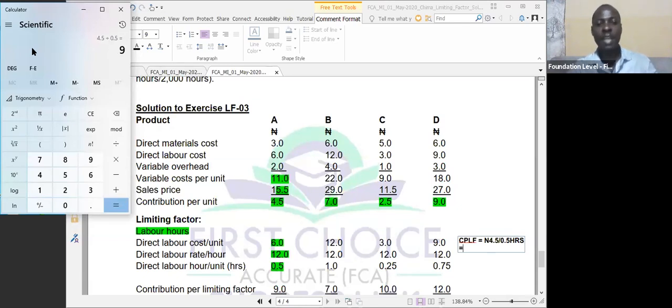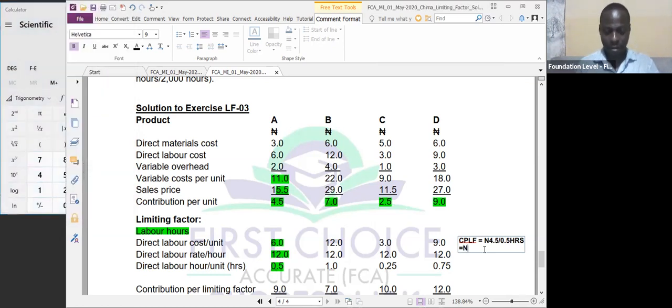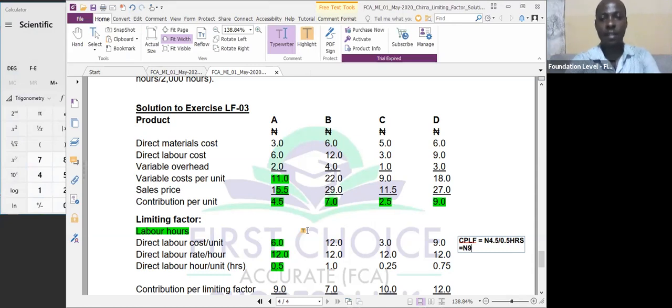Surprisingly, it gives you 9 naira per hour unlimited. So you write your 9 naira. That is how we got it. And if you want to do the other one, you have 7 naira divided by 1 gives you 7 per hour. And you have 2.5 divided by 0.25 hours gives you 10 naira. And 9 naira divided by 0.75 hours.